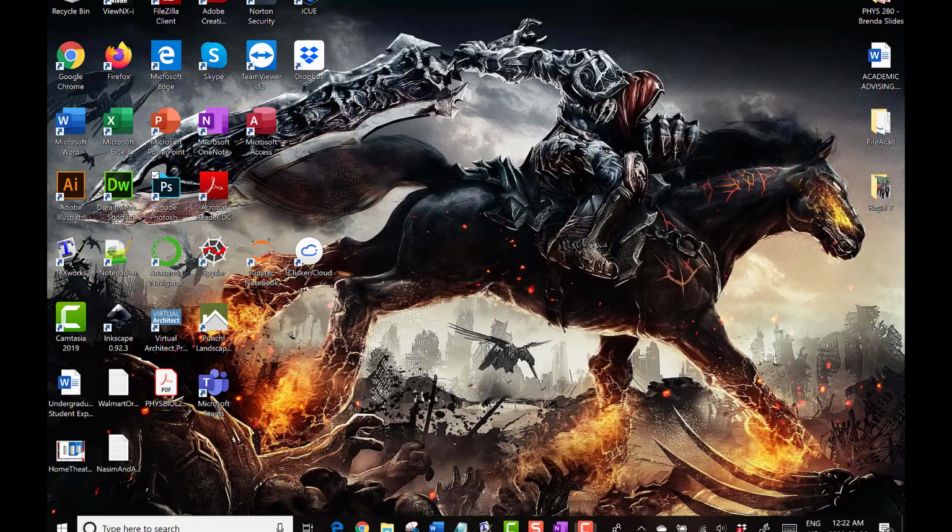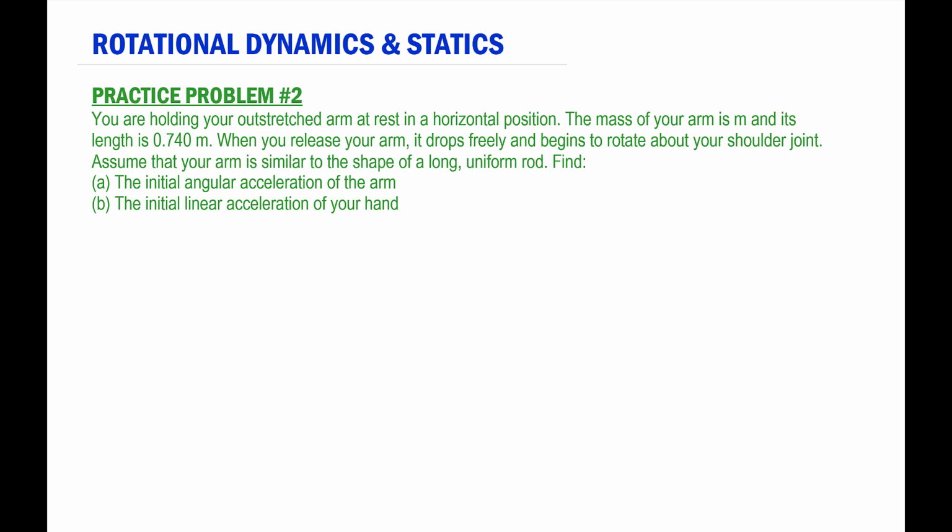So, first of all, we do need to draw a diagram just so we can understand everything that's happening in this problem. So, step number 1. We want to draw a diagram and state our known values.